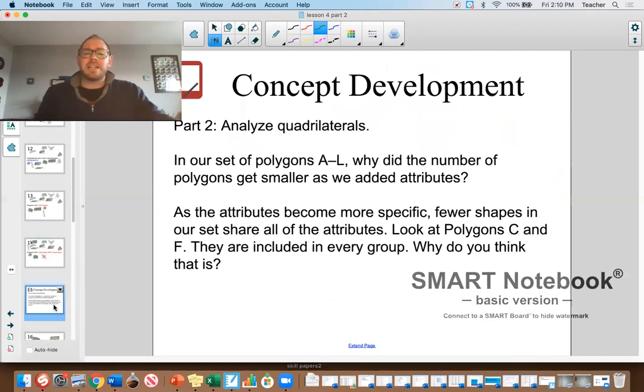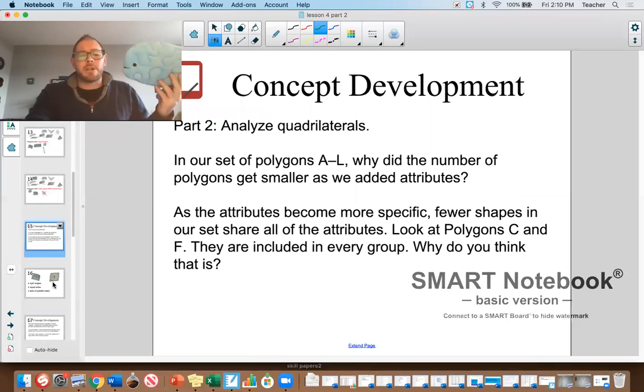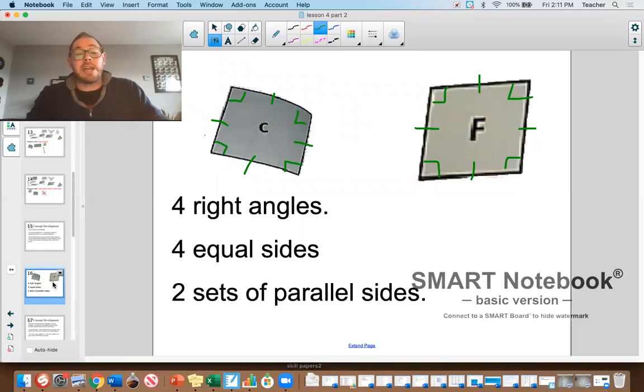Well, the answer is really simple. Brain, can you tell us why? Simple, Mr. Deb. As the attributes become more specific, fewer shapes in our set share all of those attributes. Look at polygons C and F. They've been included in every shape. Why is that? Well, Brain, let's have a look at C and F. We know that C and F both have 4 right angles, 4 equal sides, and 2 sets of parallel sides. And that means they've got 1 set of parallel sides and another set of parallel sides.